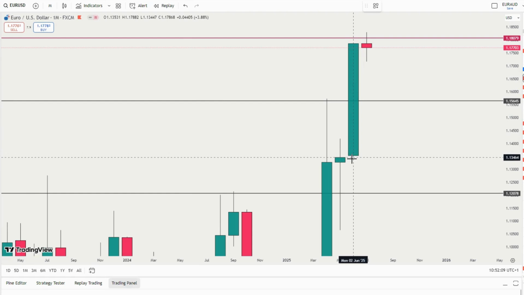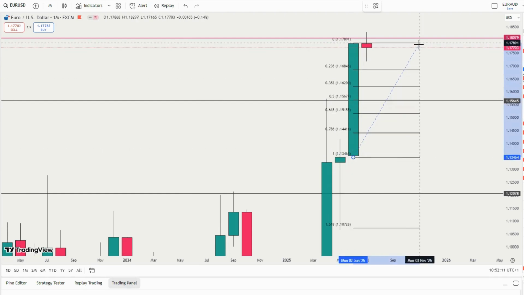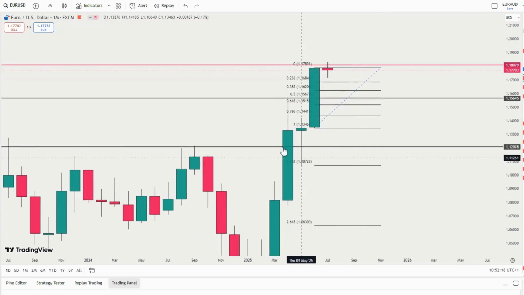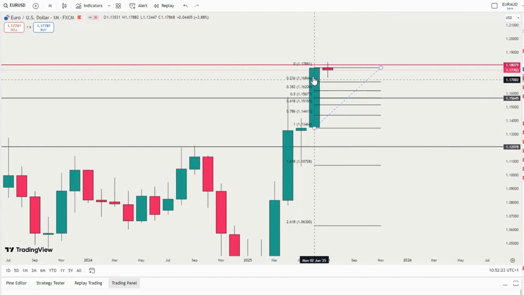So I'm waiting for price to retrace back to the 50% level before the buy continues. If you see this one too, there is a retracement before another bullish candle opens. So I think that price will retrace, based on what I'm seeing here.